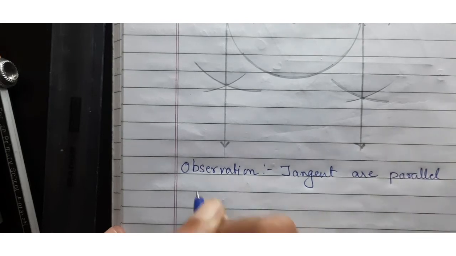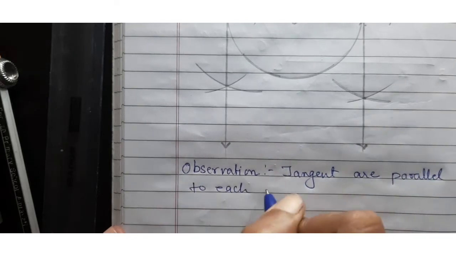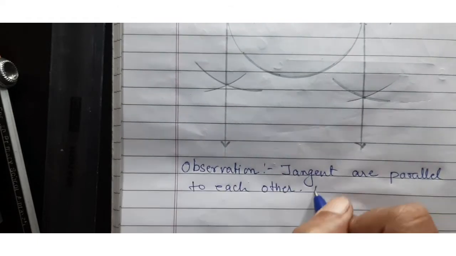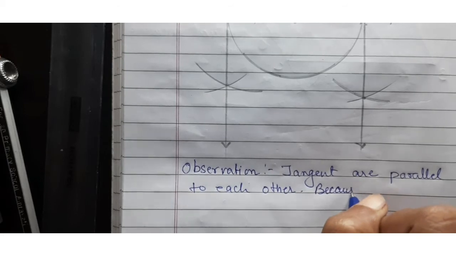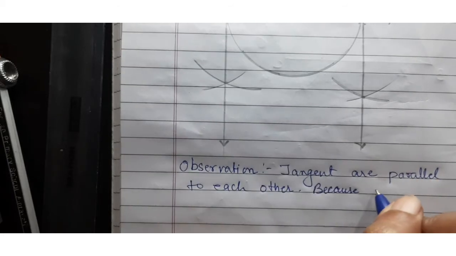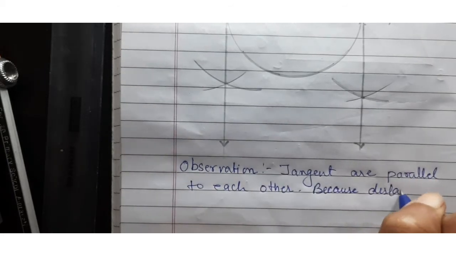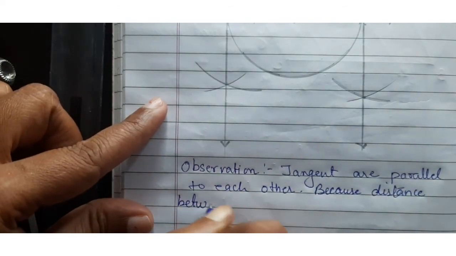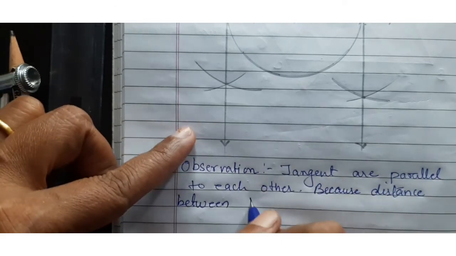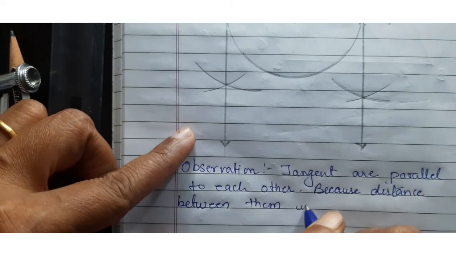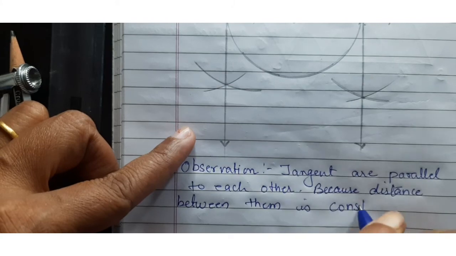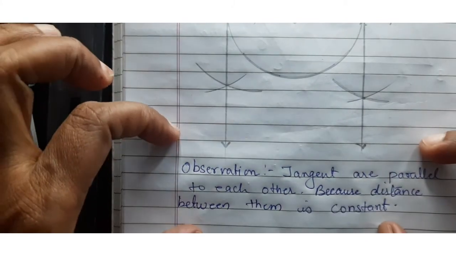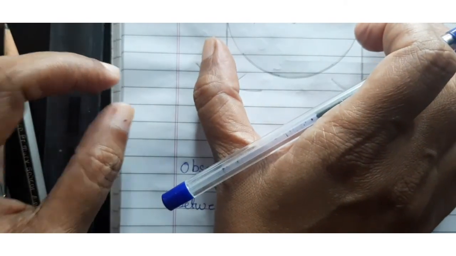parallel to each other. Why? Why are they parallel? Because the distance between them is dash. What will come in dash? Between them is constant. I hope it is clear. This is the observation that you have to write for this particular figure.